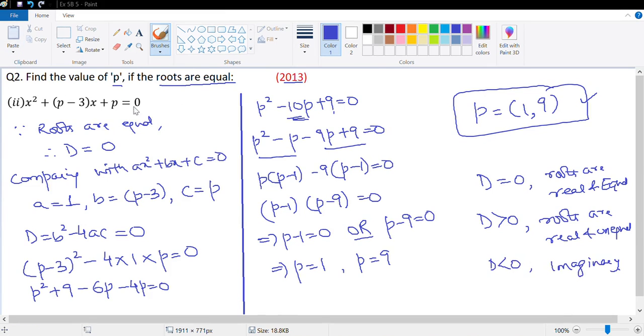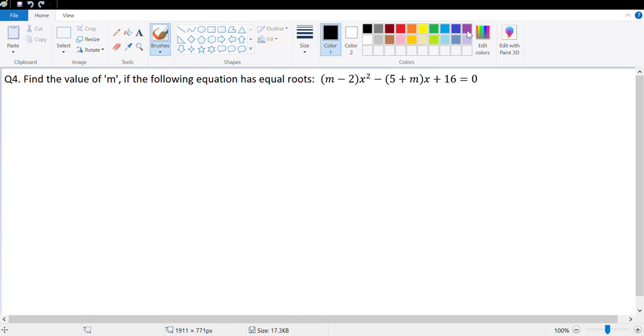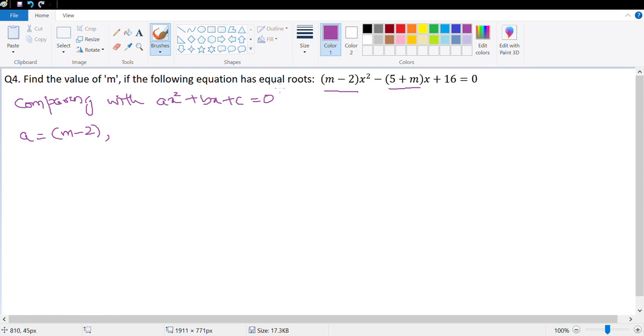The next question that we have is question number 4. Question number 4 says, find the value of m if the following equation has equal roots. Okay. Again, the roots are equal, which means D is equal to 0. Comparing with ax square plus bx plus c is equal to 0, we get a is equal to m minus 2, which is basically the coefficient of x square, b is equal to negative (5 plus m), and c is equal to 16.